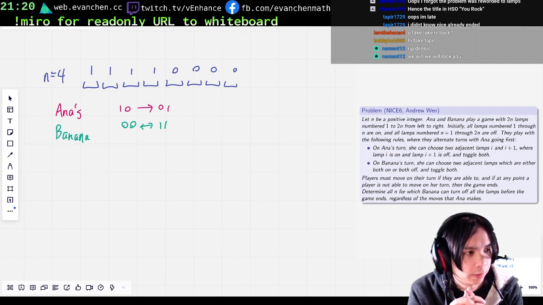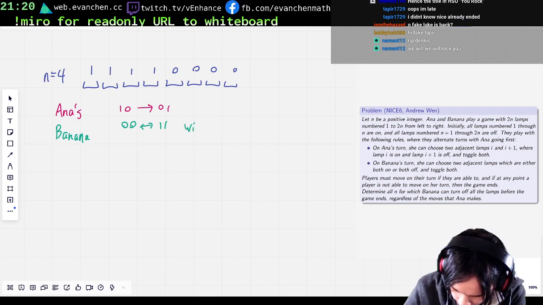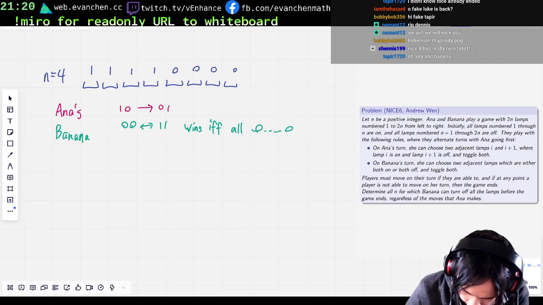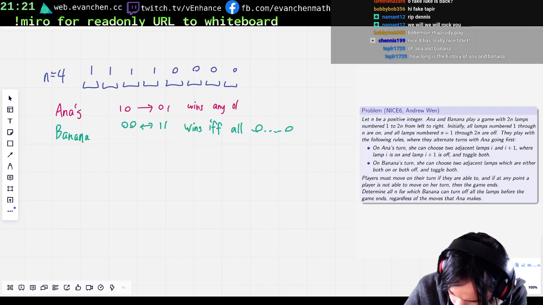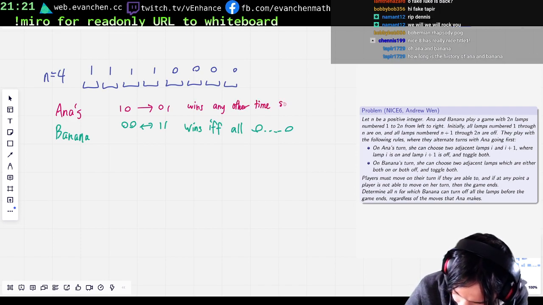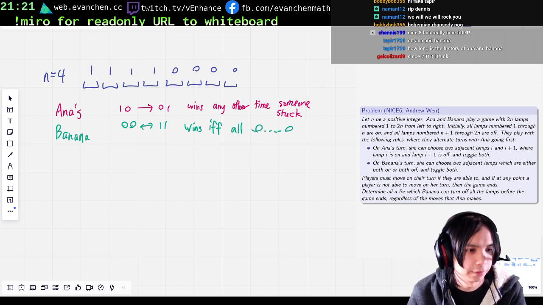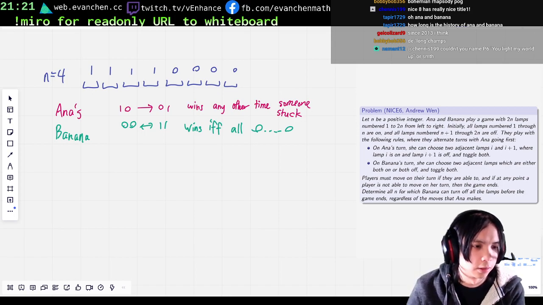Banana wins if and only if she ever gets the all 0 string to appear. And Anna wins any other way. Any other time that someone is stuck. If a player can't make their move and it's not the all 0 situation, then Anna wins. So Banana has a pretty hard task. It has to be, on Banana's turn, all zeros. That's the only way Banana wins. Otherwise Anna wins.